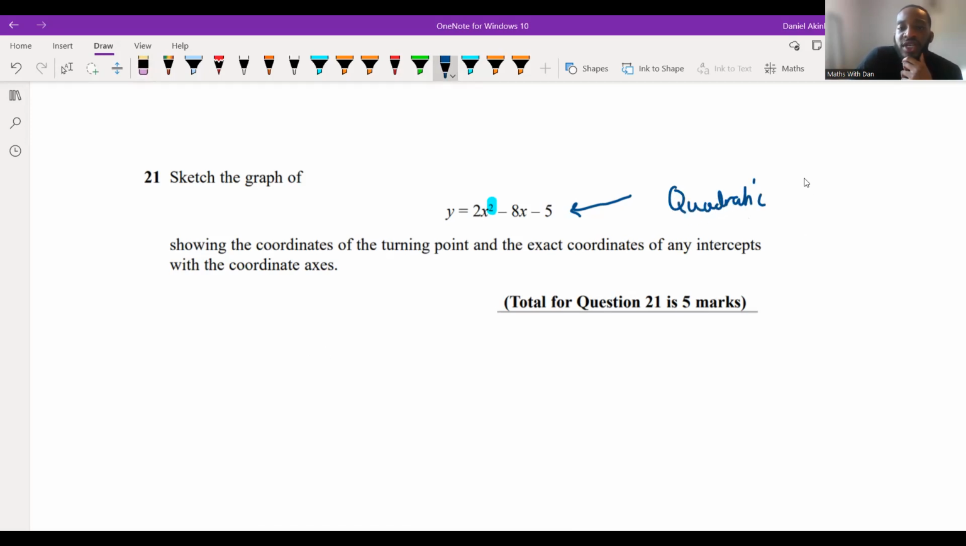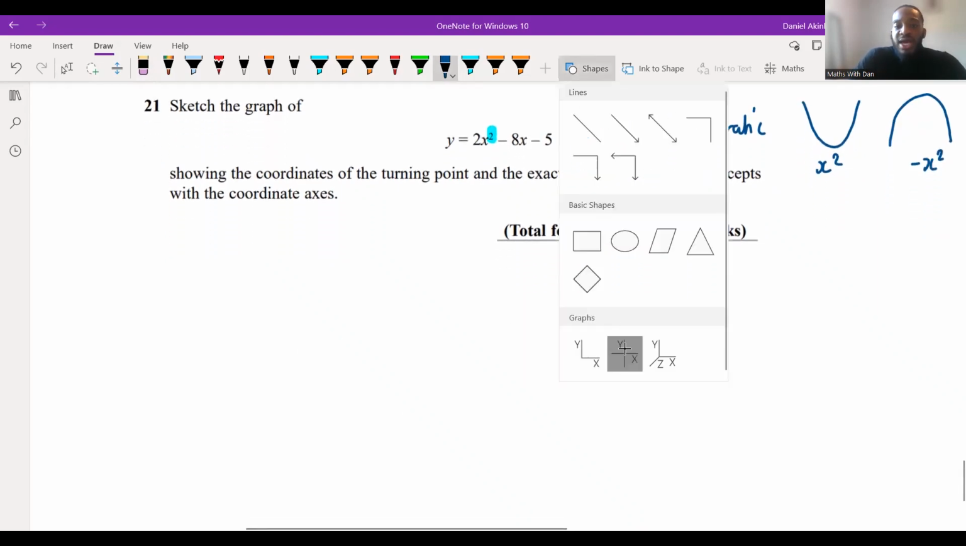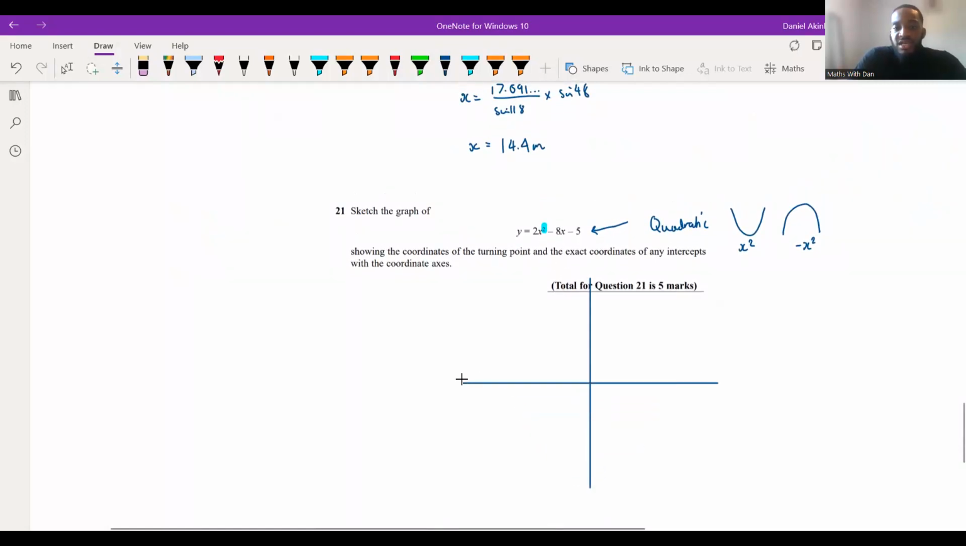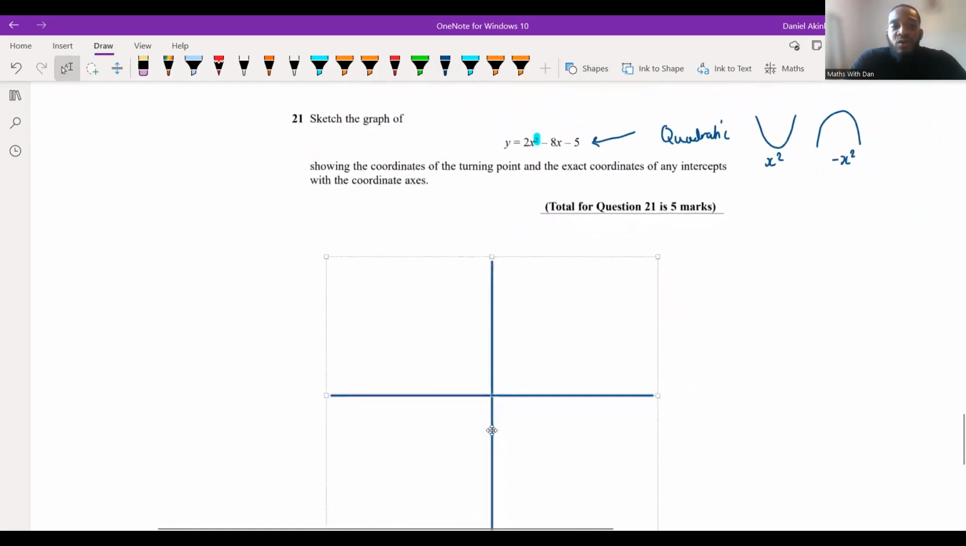The general shape of a quadratic is just a U shape, if the x squared term is positive, and it's an upside down U or a frown if it's negative, like this. So now, dealing with this, we know that the general shape must look like the first one. I'm going to draw an axis like this here. And obviously the question says that we need to show the coordinates of the turning point and the exact coordinates of any intersection with the coordinate axes.